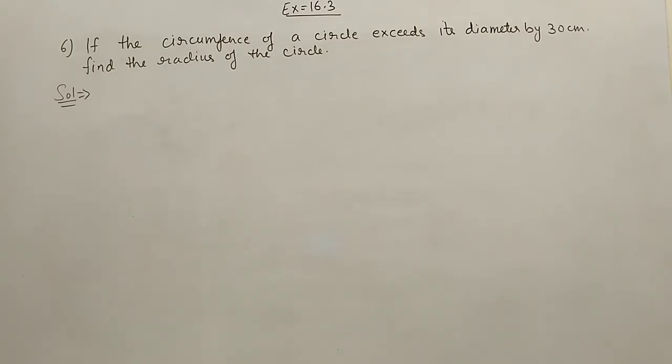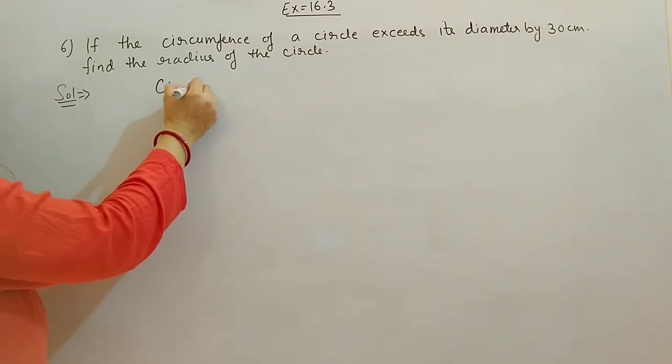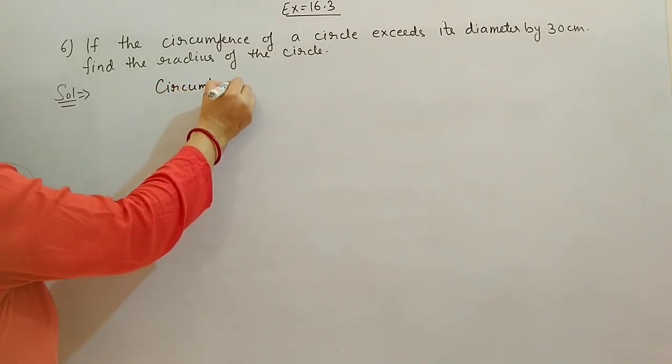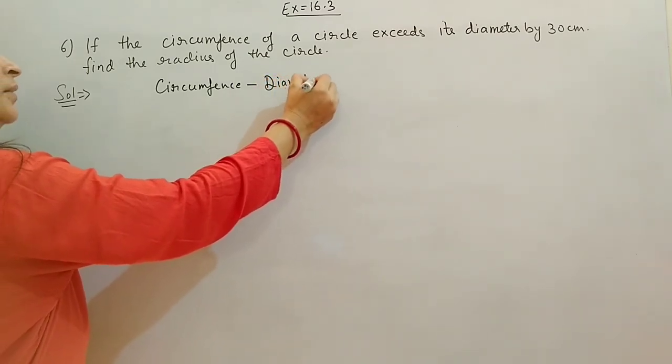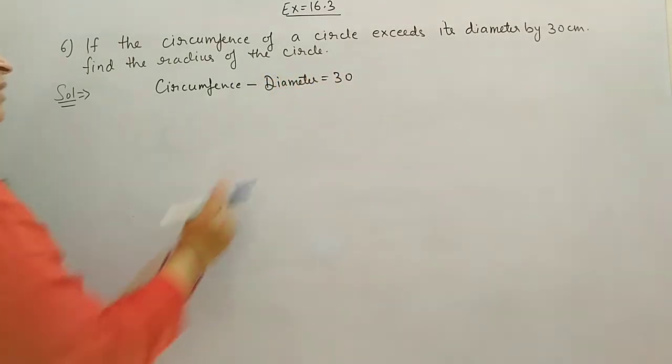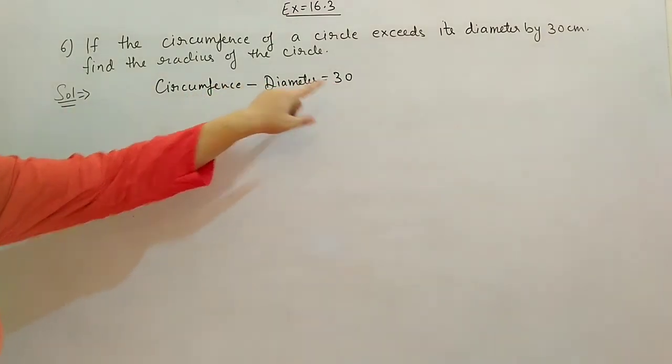Next, question number 6. If the circumference of a circle exceeds its diameter by 30 cm, find the radius of the circle. So circumference of the circle is more than diameter, and how much? By 30 cm. So this statement we can write like this: circumference minus diameter is equal to 30 cm. Circumference exceeds means it is more than diameter by 30 cm.